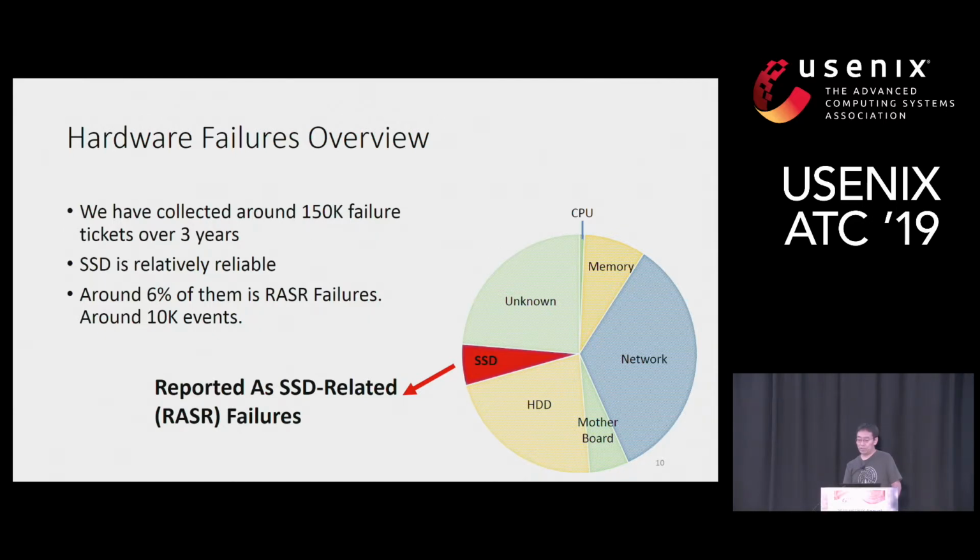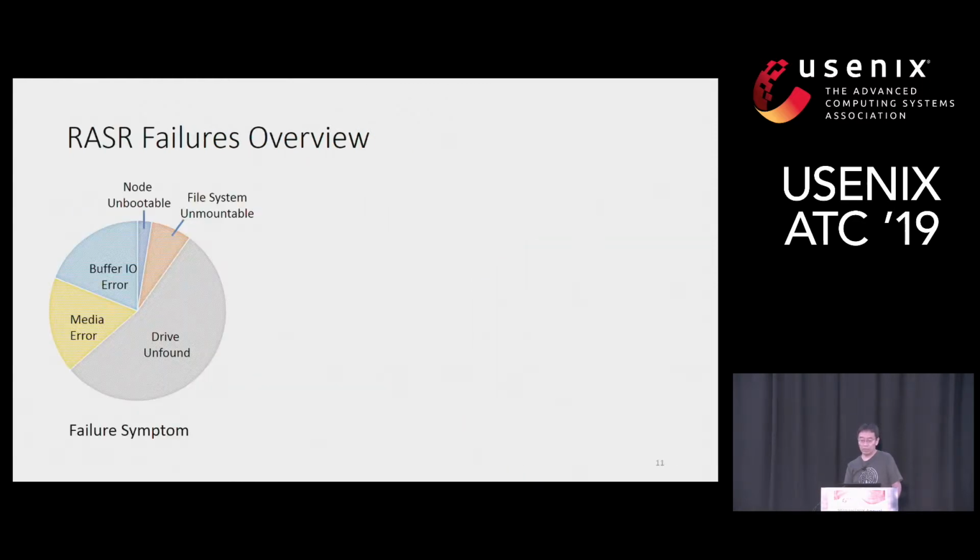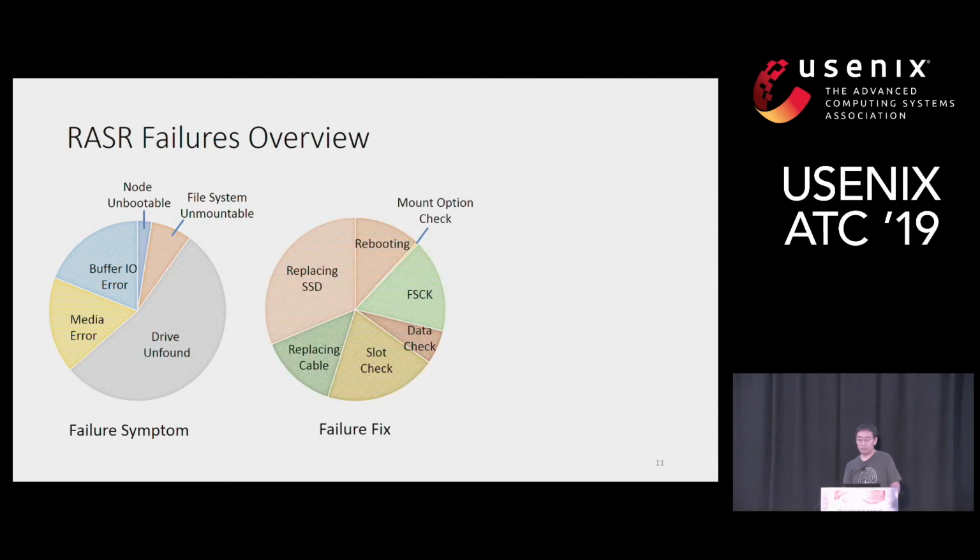The 6% number is consistent with the fact that SSD is generally more reliable than hard drives and requires fewer node replacements. We further divide the SSD-related failures based on their symptoms, ranging from node unbootable, drive not found, to file system corruption, media error, which is basically read failures, and buffer I/O error, which correlates to write failures.